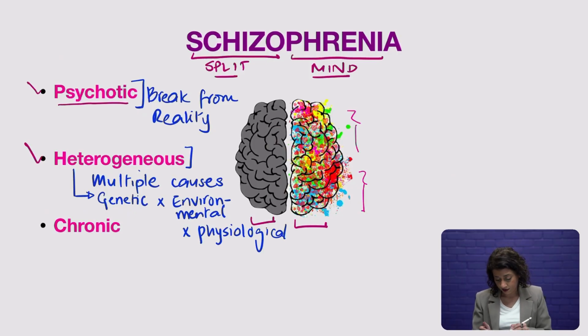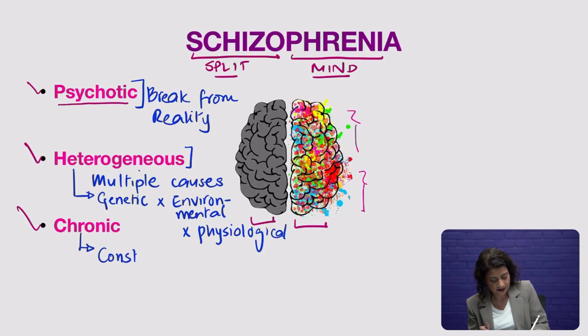Last thing you should know is that it is a chronic disease. It is a chronic disorder, rather, it's a chronic illness. Chronic means that it is constant. It is not something that will only occur in an episode. It is something that is ongoing.